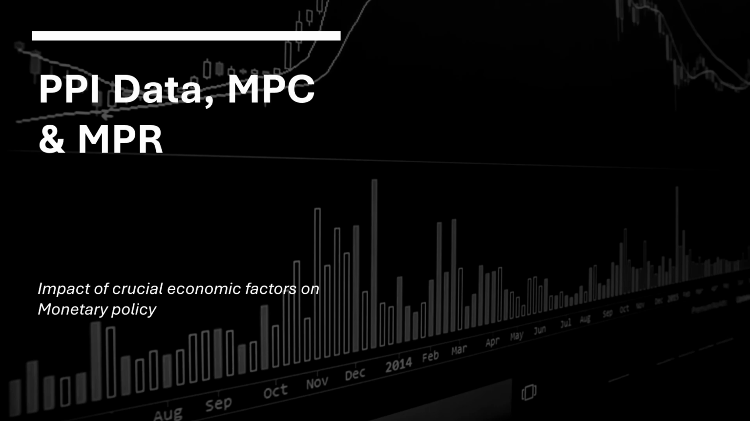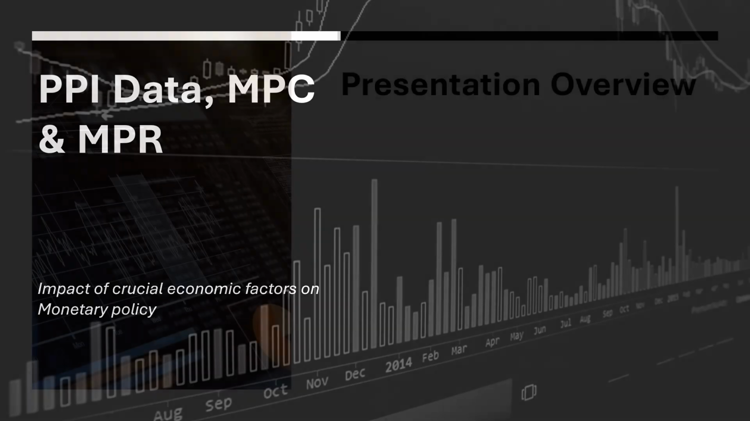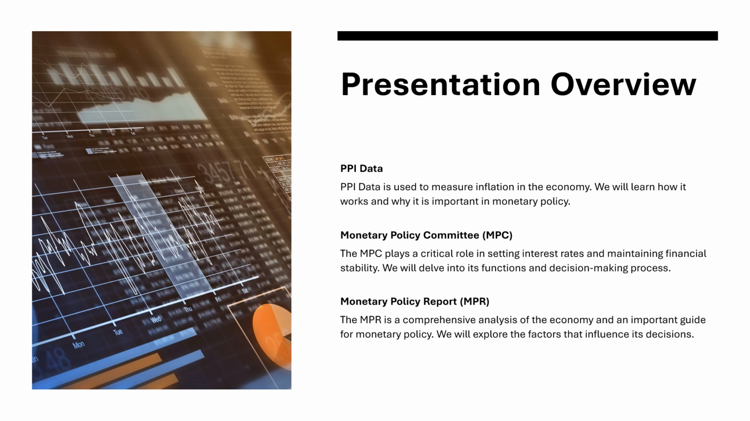PPI Data, MPC and MPR, Impact of Crucial Economic Factors on Monetary Policy. Presentation Overview, PPI Data. PPI data is used to measure inflation in the economy. We'll learn how it works and why it's important in monetary policy.